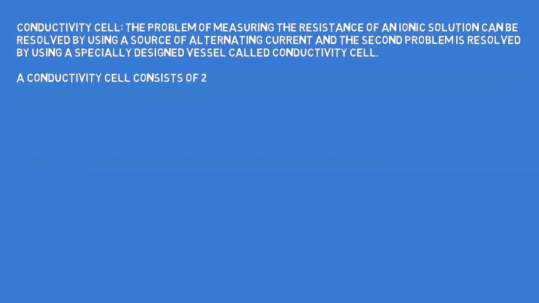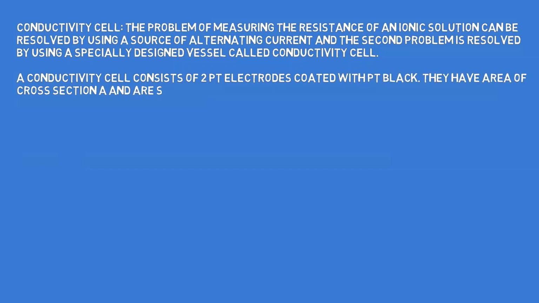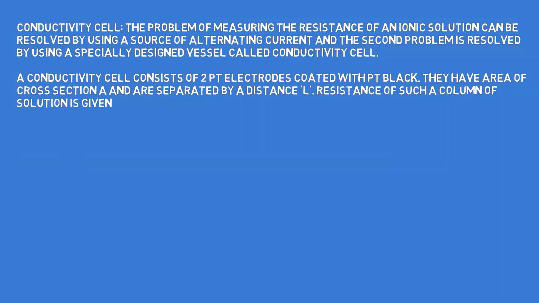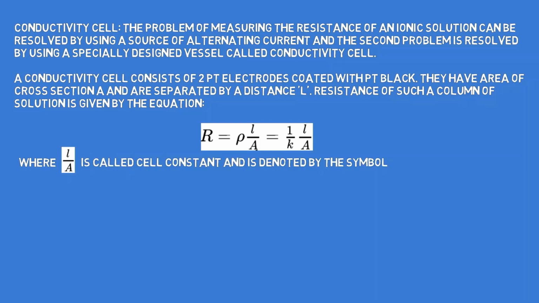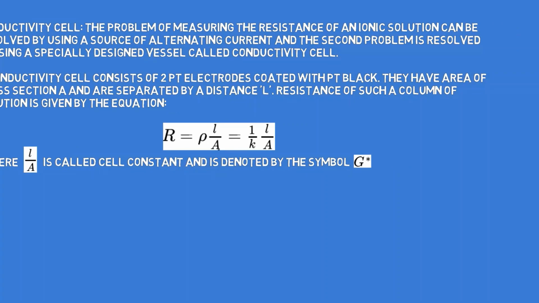A conductivity cell consists of two platinum electrodes coated with platinum black. They have area of cross section A and are separated by a distance L. Resistance of such a column of solution is given by the equation R = rho L by A = 1 by kappa times L by A, where L by A is called the cell constant and is denoted by the symbol G star.